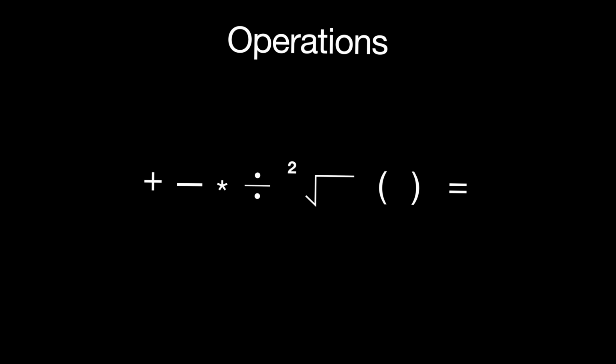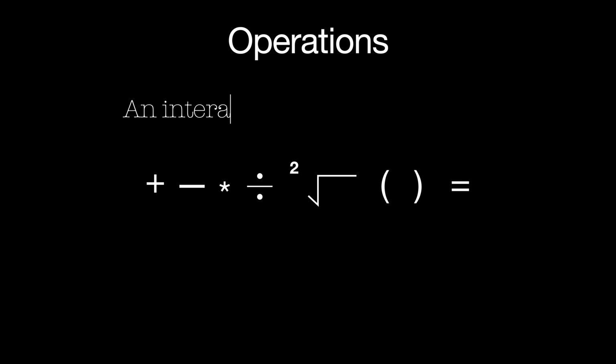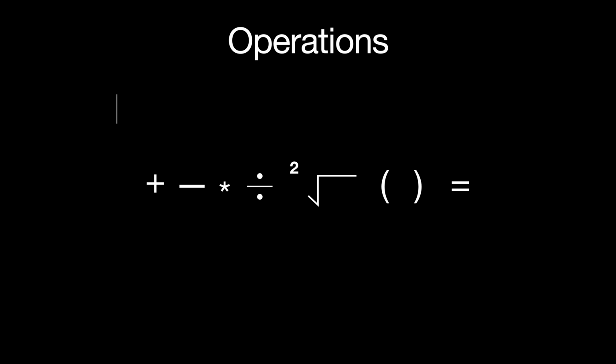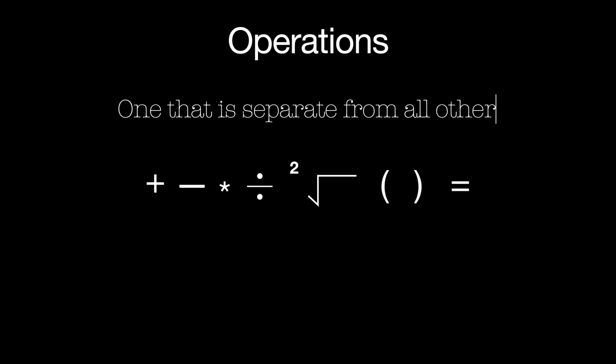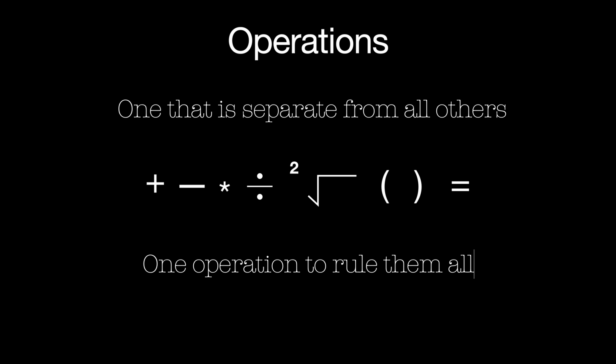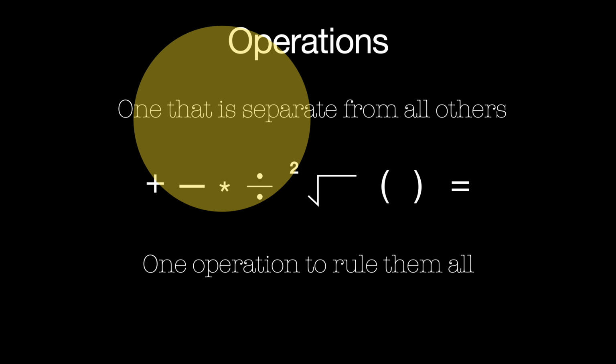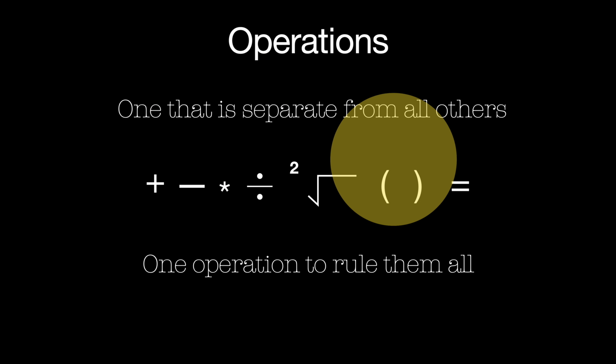So a good definition for operations would be that it's an interaction between numbers. Another way to think about this would be non-number buttons on a calculator are always operations of some kind. But there is one that is separate from all the other ones, one that's just a little bit different, and you can think about it as one operation to rule them all. And which one is it? Let's see, the drama is crazy. It's going to be the equal sign.